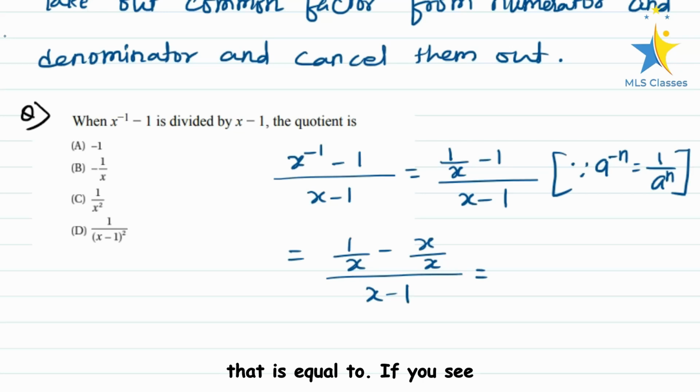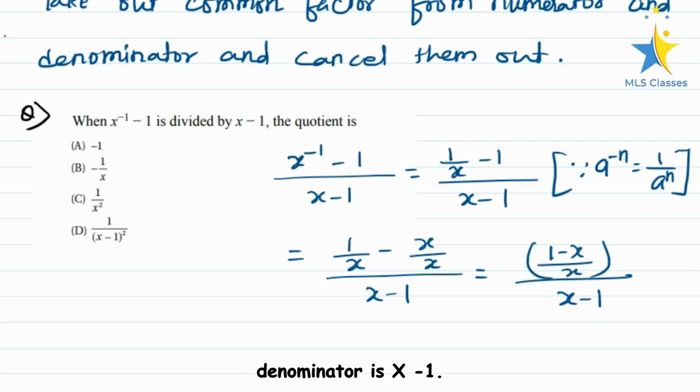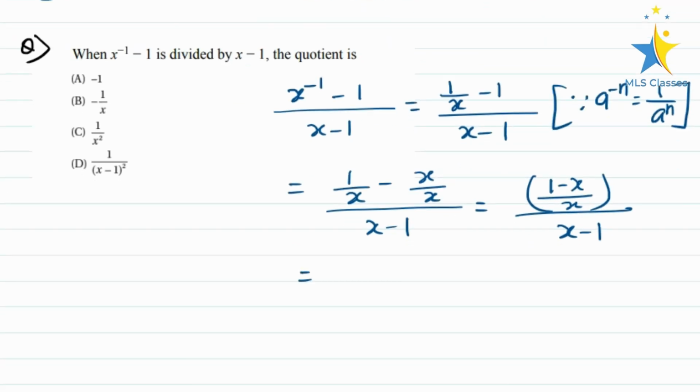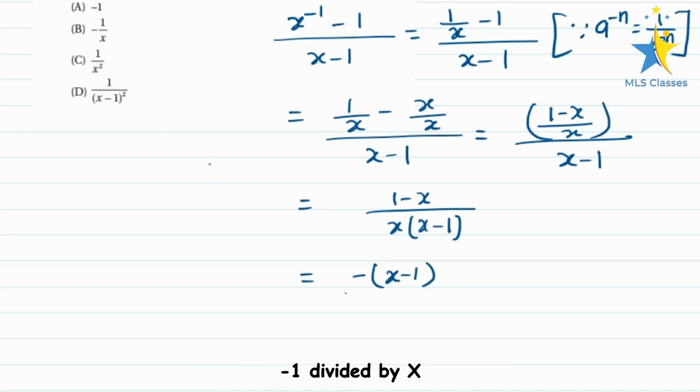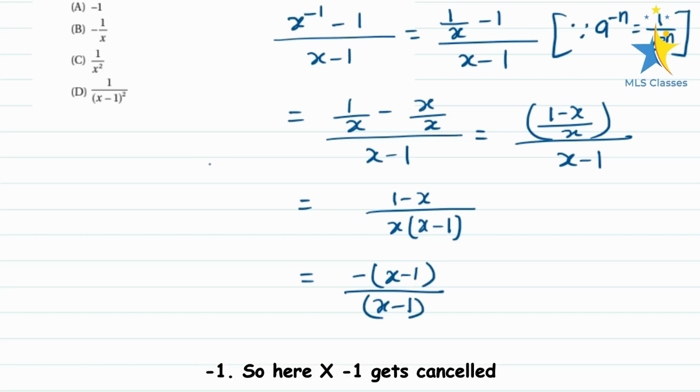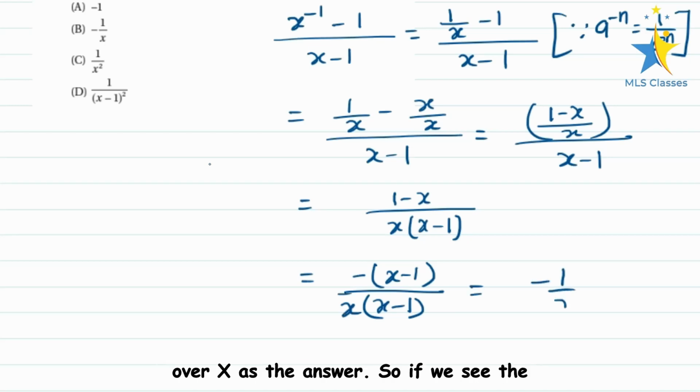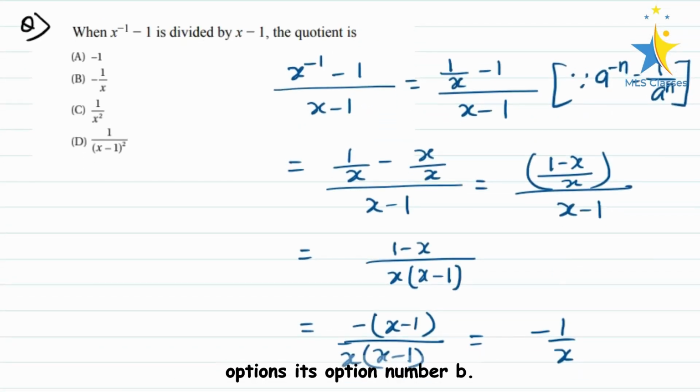So that is equal to 1 minus x over x. That is the numerator, and the denominator is x minus 1. That means this can be written as 1 minus x over x times x minus 1. From the numerator, we can take negative 1 common. So we will be getting negative 1 times x minus 1 divided by x minus 1. Here x minus 1 gets cancelled out and x remains in the denominator. So we will be getting negative 1 over x as the answer. If we see the options, it's option B.